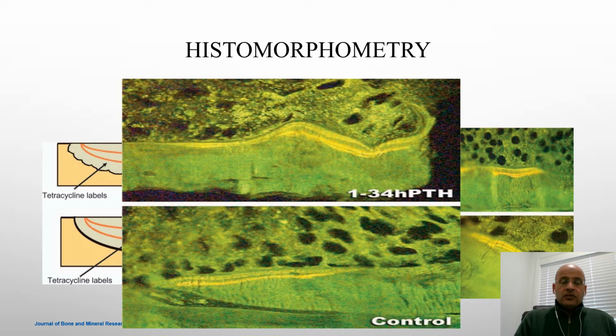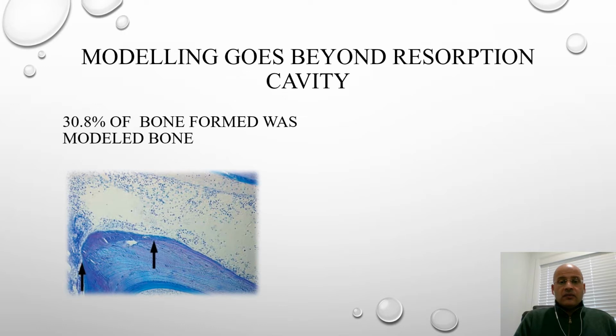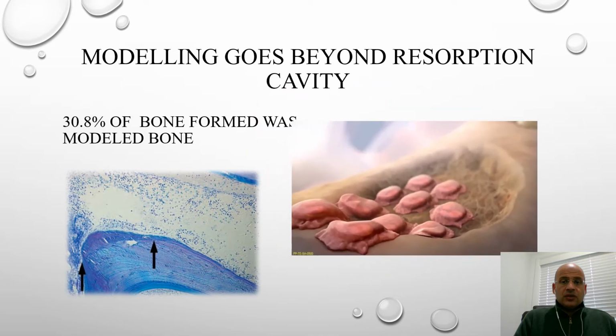However, looking at the PTH, the teriparatide group, the newly formed bone, highlighted here by the double tetracycline labeling, actually went quite a long distance, further than anticipated and than what you normally have in the control. That was a very interesting finding. Again, this showed that about 30% of the bone formed with teriparatide was actually newly modeled bone, and this is the area here. 30% bone formation is quite significant.